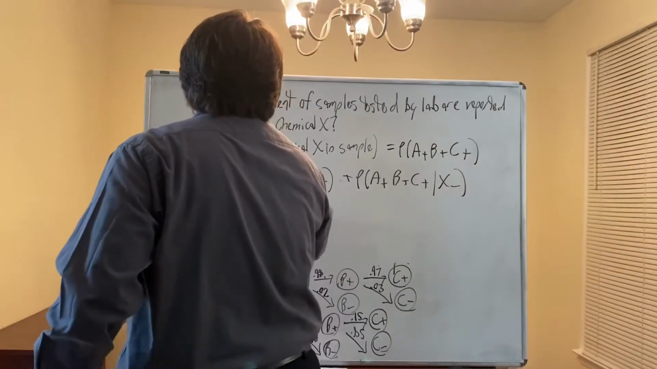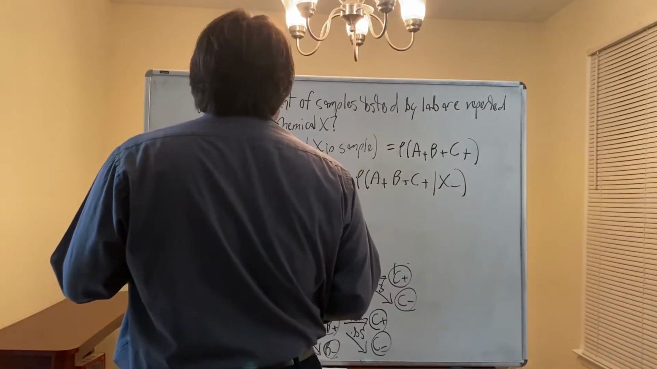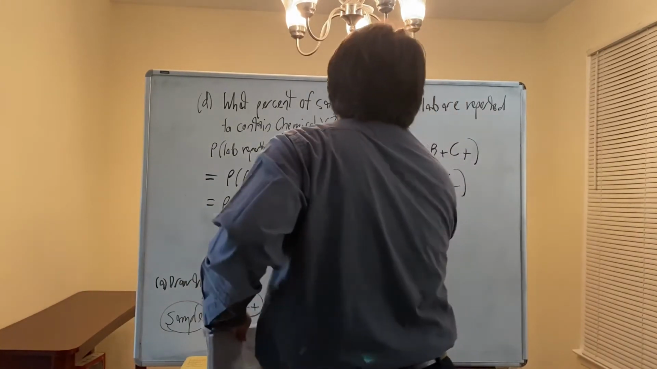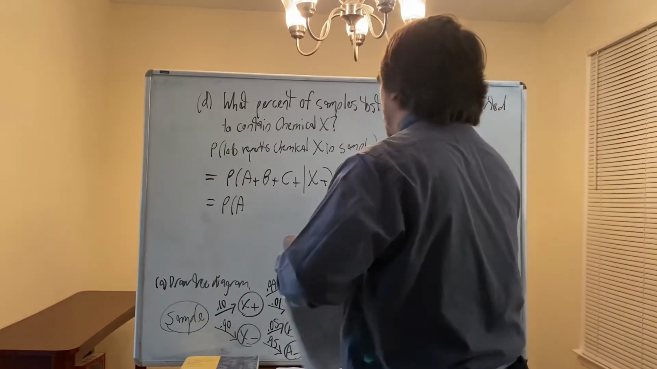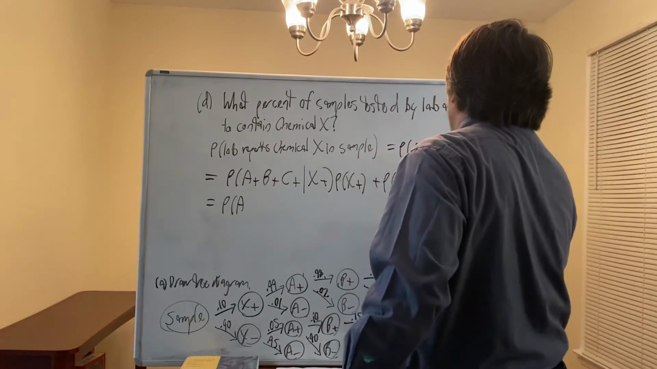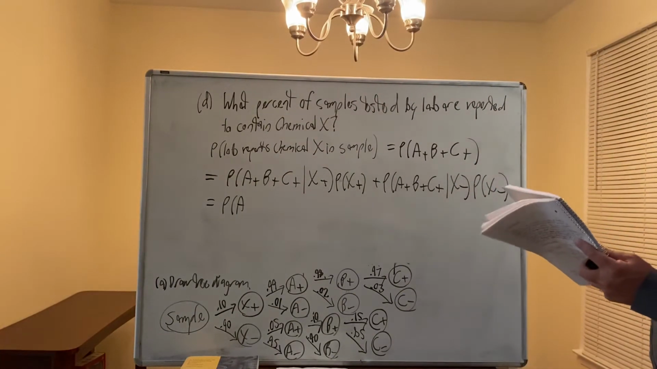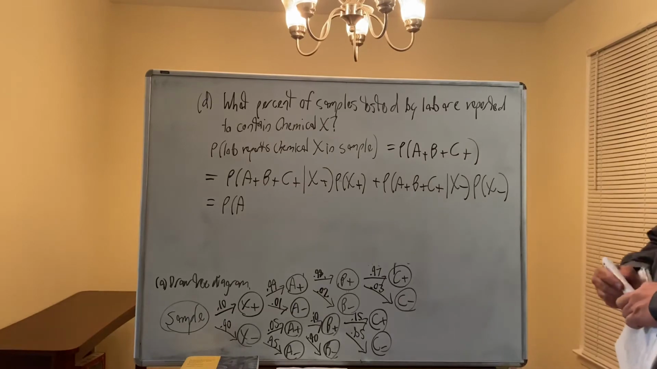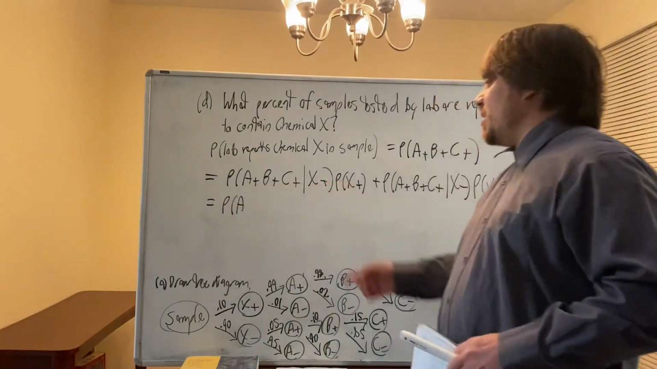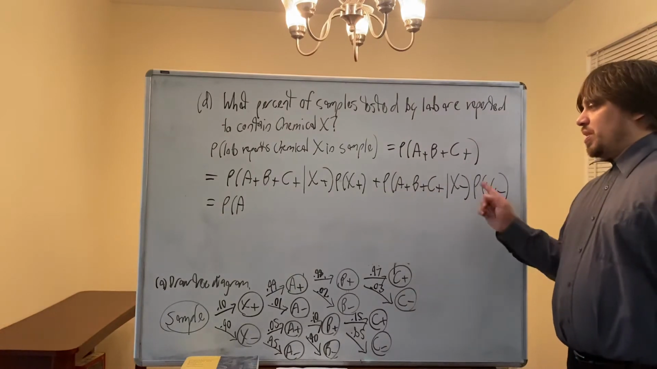Okay, and so that's equal to the probability of A plus, B plus, C plus given X plus, times the probability of X plus, plus the probability of A plus, B plus, C plus given X minus, times the probability of X minus. The reason is that this is technically the probability of all four things happening, A plus, B plus, C plus, and X plus, which is this times this. And the product of this is the probability of A plus, B plus, C plus, and X minus.